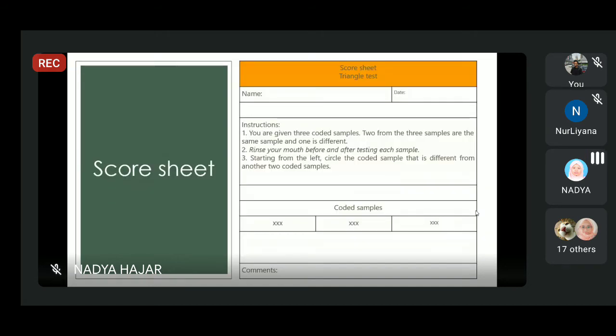Okay, here ada score sheet. So you need to follow the instruction. Instruction dia sama je macam saya baca tadi. So you need to circle the coded sample that is different from another 2 coded samples. So you kena bulatkan lah yang mana coded sample yang berbeza antara ketiga-tiga sample.